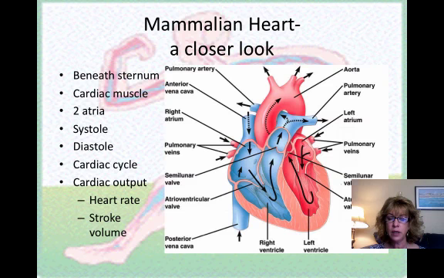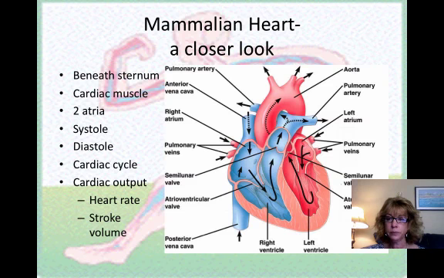Your heart consists mainly of cardiac muscle. There are two atria, which are thin-walled. They are the collection chambers for blood returning to the heart, and they pump the blood to the ventricles. When your heart contracts, pumping blood, it's called systole. When your heart relaxes, the chambers fill with blood, and it's called diastole. The cardiac cycle is one complete sequence of pumping and filling.